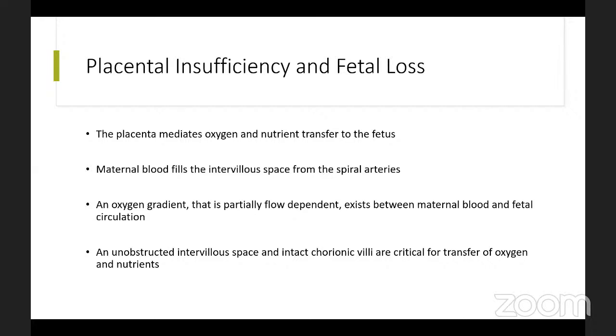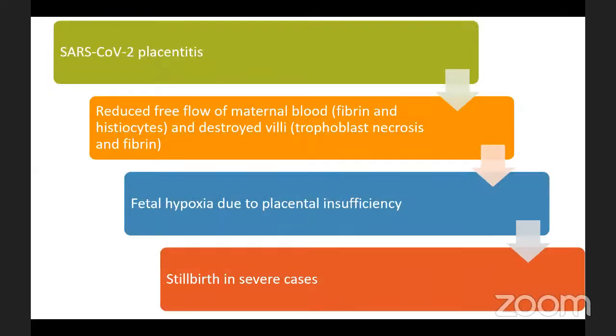So basically, you need to have constant movement of maternal blood with a good high oxygen content and nutrient content going through the placenta to cause the oxygen gradient or nutrient gradient to be such that the oxygen and nutrients are driven from mom into and across the barrier of the villi into the fetal circulation. But in order to get this free flow that allows for oxygenation of the placenta, you need to have an unobstructed intervillous space and intact chorionic villi, because otherwise you basically can't do oxygenation of the fetal blood and you can't get nutrients across the placenta.